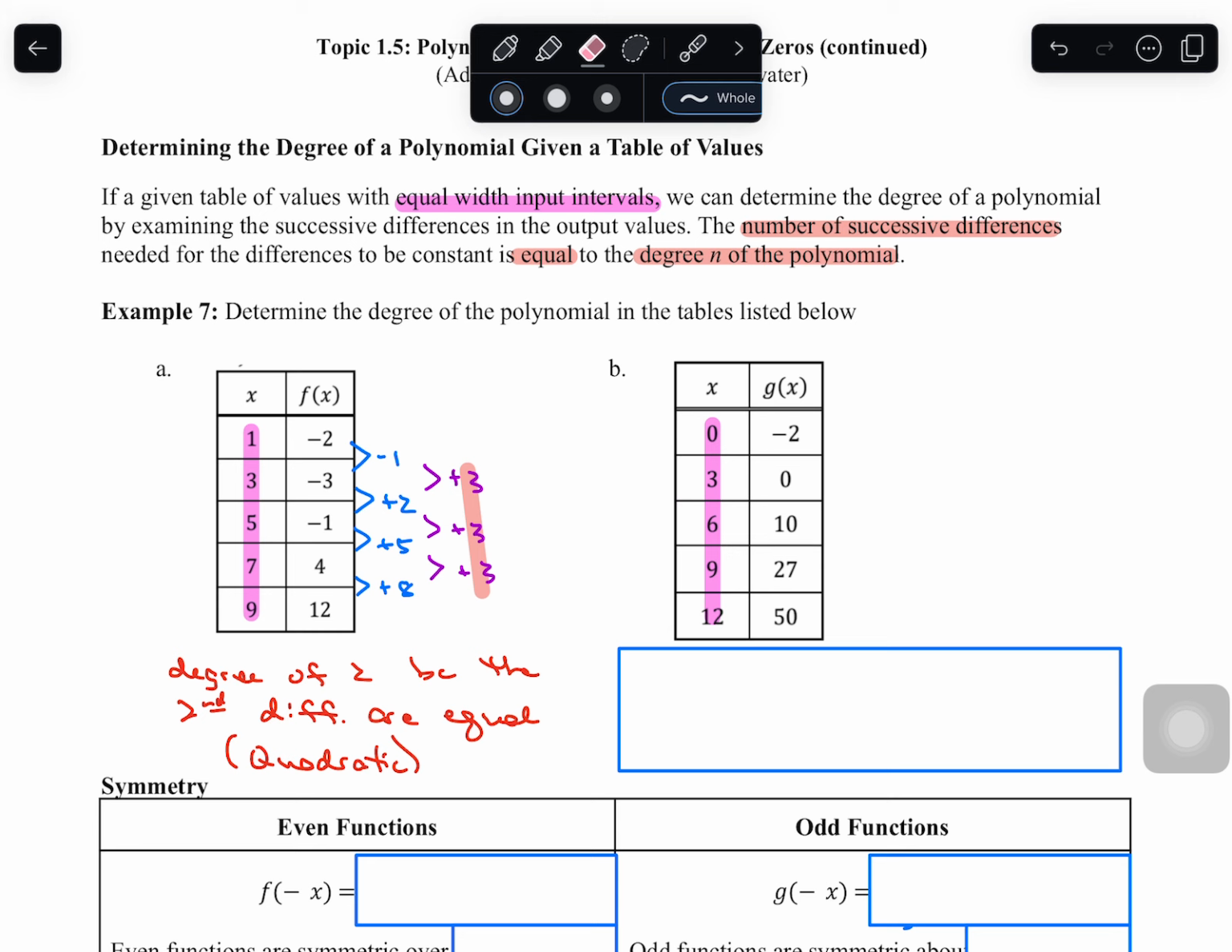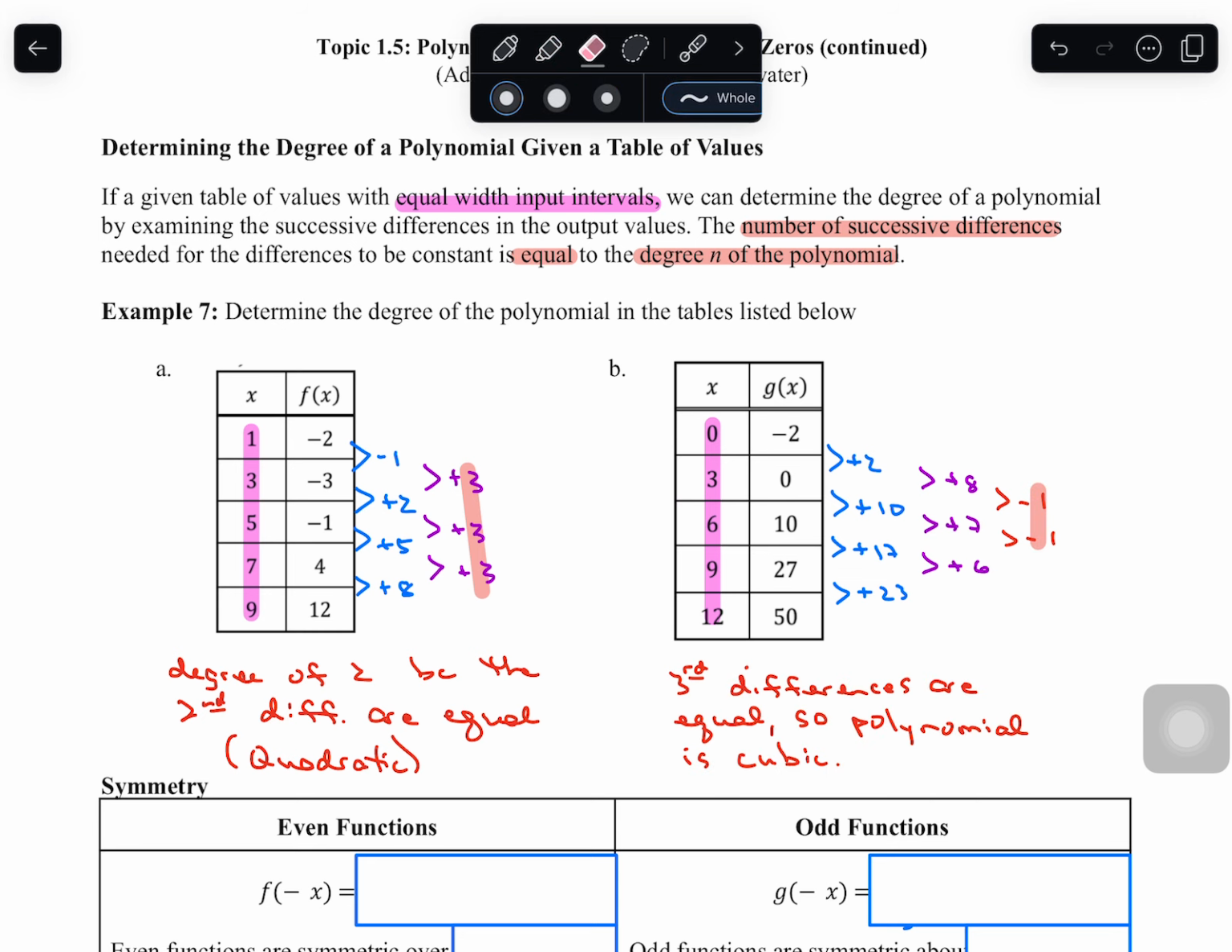Okay, hopefully you were able to give this a try. So as I take a look at my first differences, those were not equal, so it is not a degree of 1. Then I looked at my second differences, still not equal, so not a degree of 2, so this is different than problem A. If I looked at the third differences, that did work out to be the same or constant, so therefore I would say this is degree 3, or you can say cubic. So either way, if you know the name of the function, you can say that, or you can just call it by the degree.